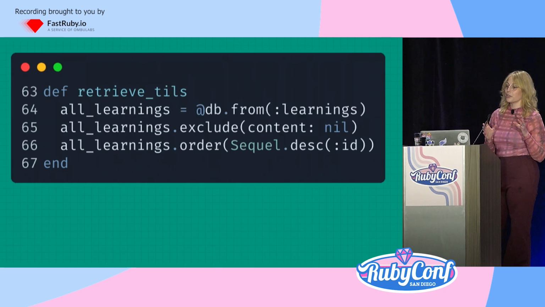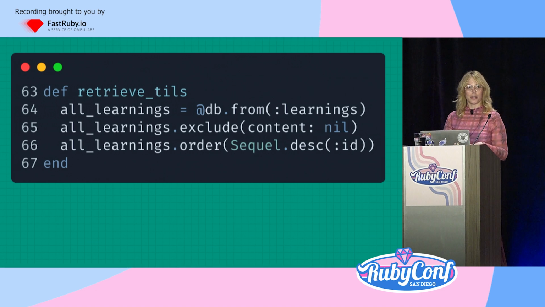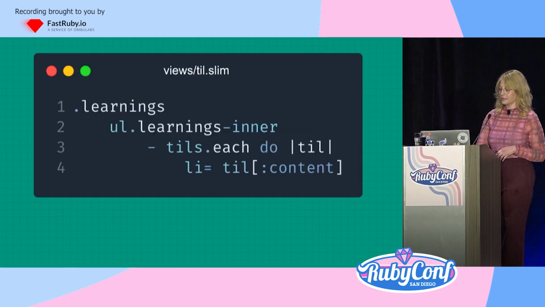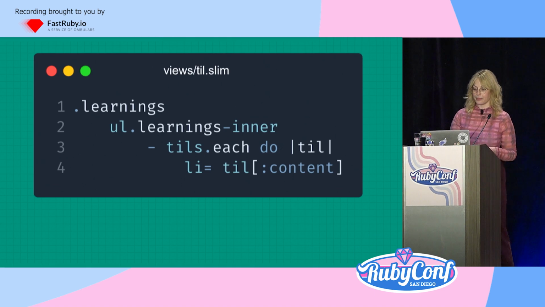So here's where we're actually using the Sequel object relational mapper, and it allows us to abstract away that low-level SQL stuff and have this nice API. We're grabbing the records from the learnings table, excluding those where content is nil, and then we're ordering them by ID. And then here we are in our Slim template using those TILs, and we're able to render a list of them.